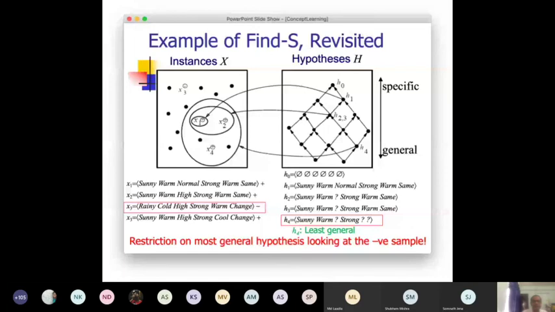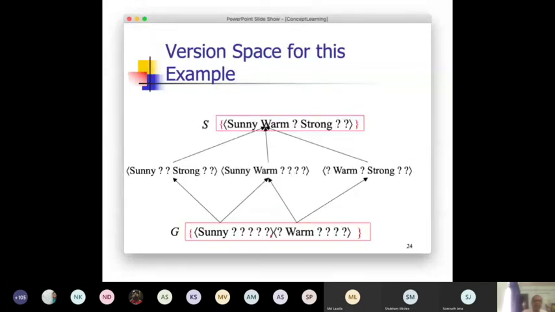So, the restriction on the most general hypothesis, looking at the negative sample, we will see. Yes, these are the two: Sunny with all, and Warm also. Here we have just shown it in a glimpse. I will discuss how to compute it. That is what the candidate elimination algorithm will be doing.